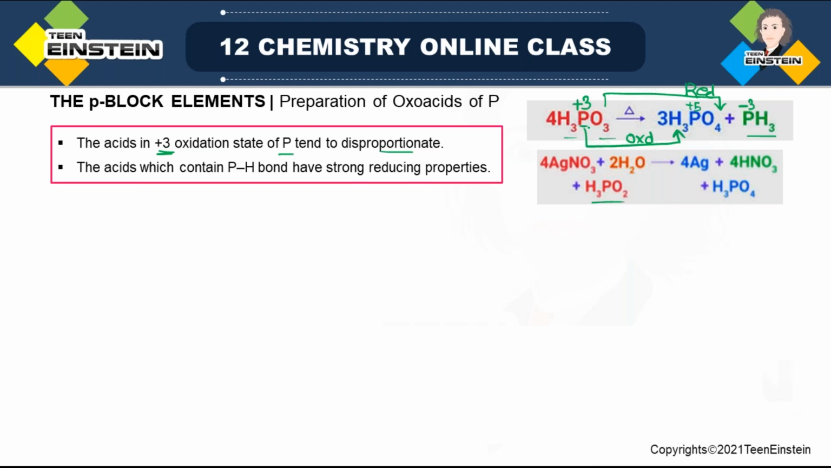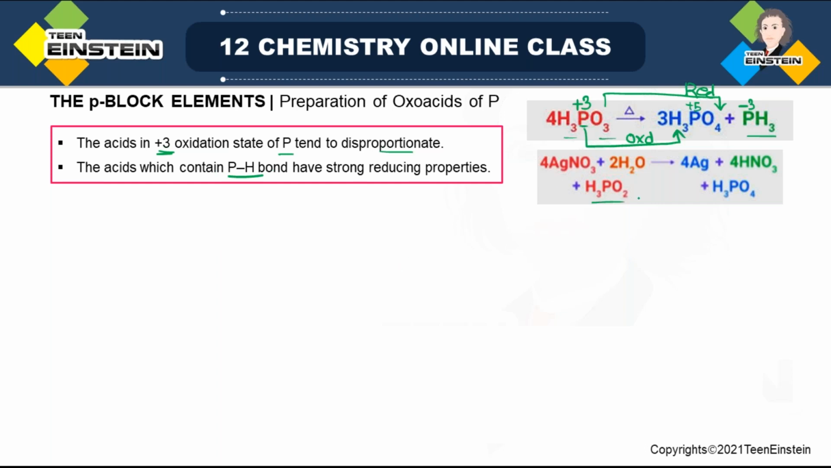So whenever the acid is in the +3 oxidation state, there is a tendency for disproportionation, because this oxidation state is intermediate. It can move towards a more positive value, or it can move towards a negative value, or any other lower value. But if it is, suppose, +5, then obviously disproportionation is not possible, because from +5 further oxidation is not possible. That is the maximum oxidation state. As +3 is the intermediate oxidation state, that is why you can expect a disproportionation reaction. And we know where a P-H bond is present, a strong reducing property is also present.